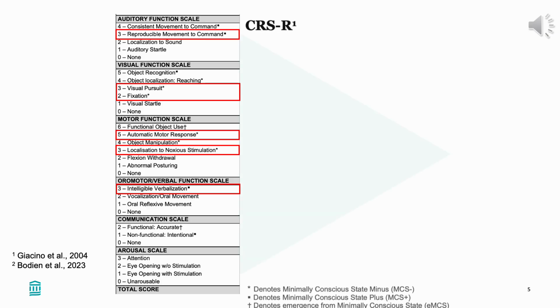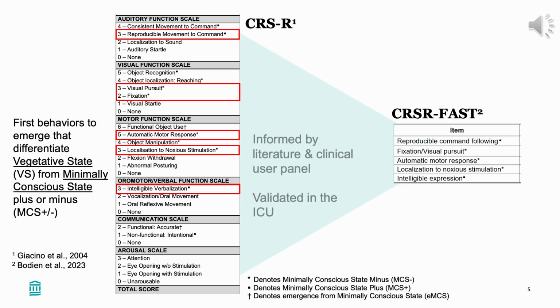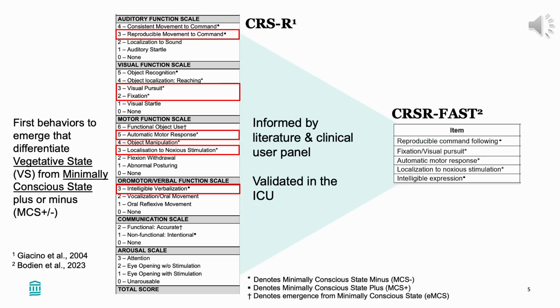The CRSR-FAST is a streamlined version of the full Coma Recovery Scale Revised, designed to support rapid assessment of conscious awareness in fast-paced clinical settings. The full CRS-R includes 23 items across 6 subscales: auditory, visual, motor, oromotor, communication, and arousal, and is depicted on the left side of the screen. When administering the CRS-R, clinicians are expected to proceed through each subscale until a scorable response is observed.